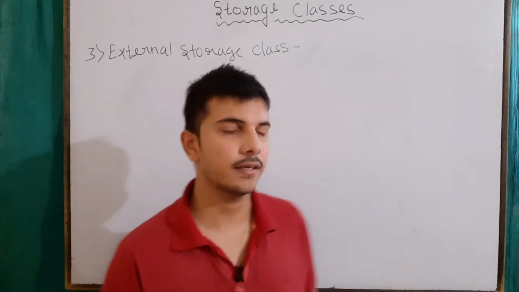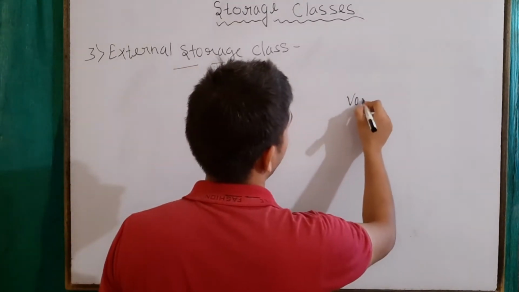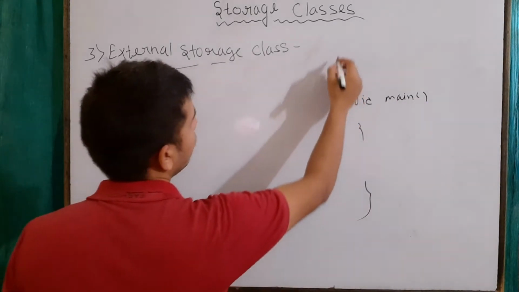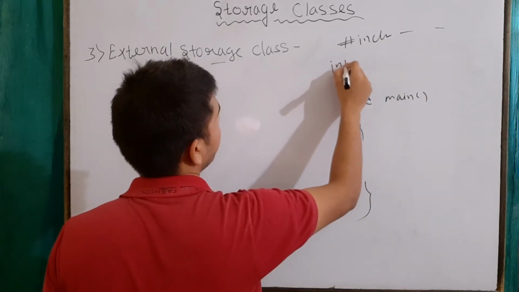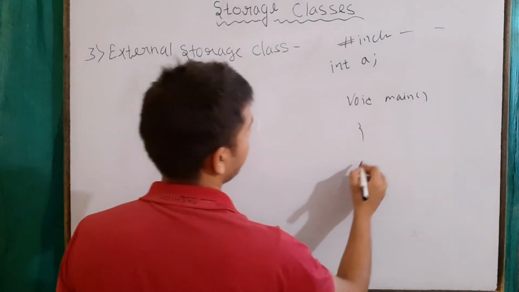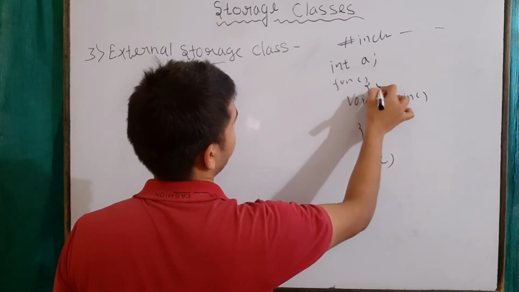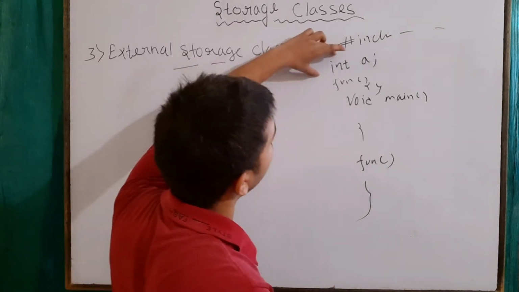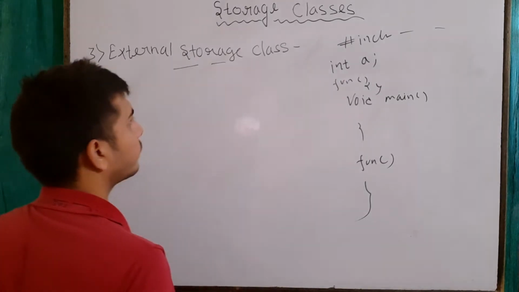So, external storage class. In external storage class, what happens? We declare a variable outside all functions. Let's say there were includes and some files, then we will be declaring our variable outside all of the functions. Let's say there is a function also, and there is some definition of this function also, but for external storage class we write the variable above, or we can say outside, of all functions, right?